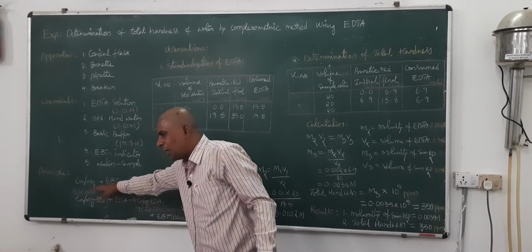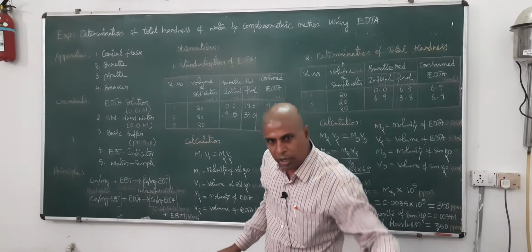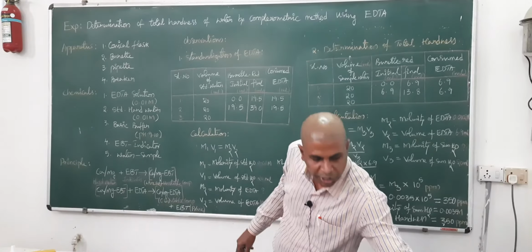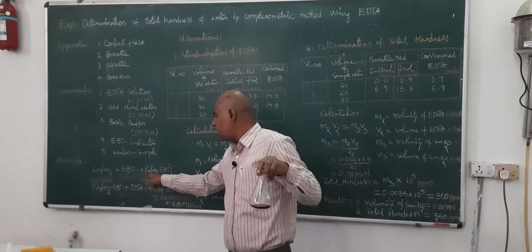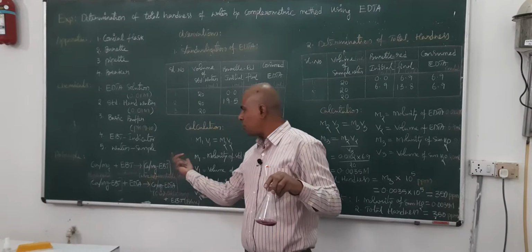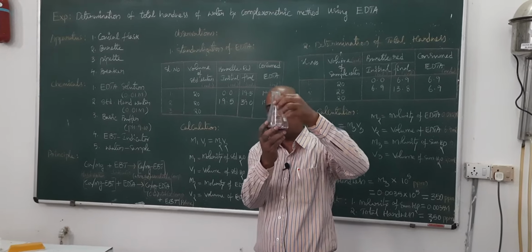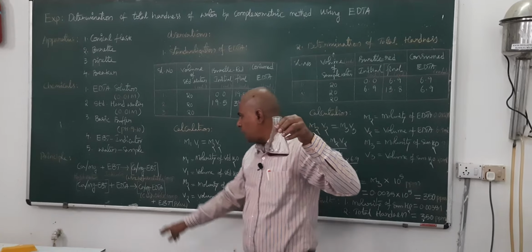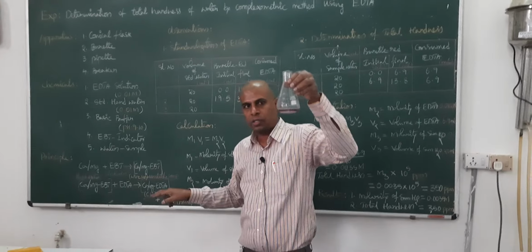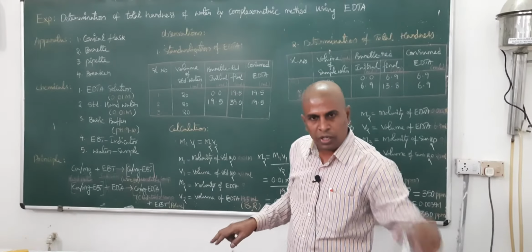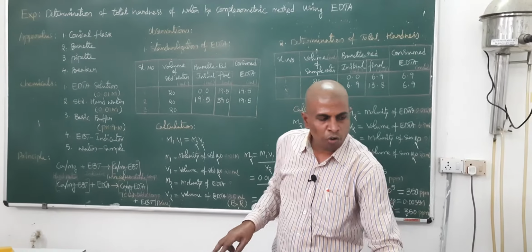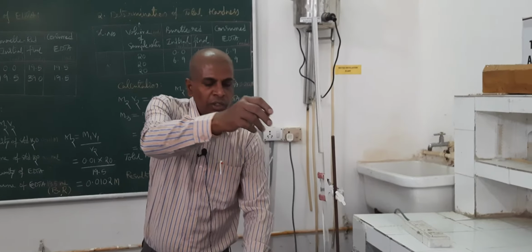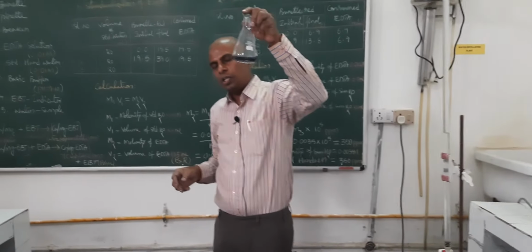This has calcium and magnesium salts in soluble condition, and then we add EBT indicator. Whenever you add EBT indicator, what happens? The calcium magnesium EBT complex is formed. Whenever the complex forms, the color is wine red. This wine red complex is unstable. When you titrate this unstable complex with EDTA, it turns into blue color.